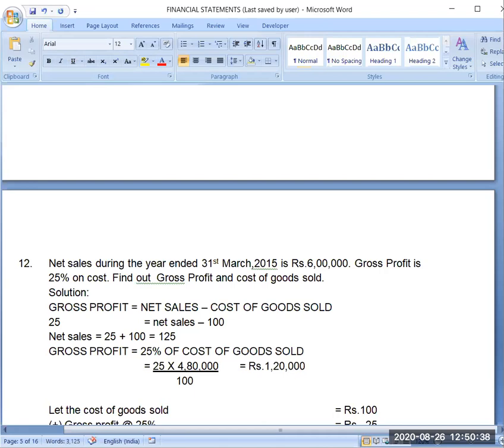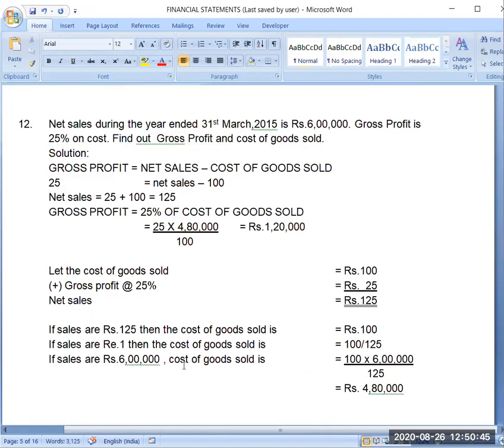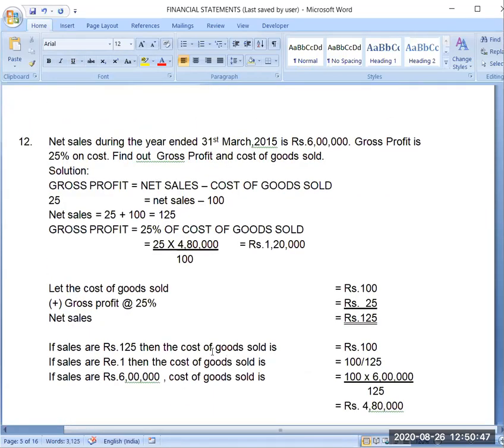So that way you will be able to get the gross profit also and cost of goods sold also. Here, instead of cost of goods sold, you can also write the gross profit. Then the amount of gross profit will be 25. So that way you can change also. Now if you want to check, you can check your answers also.